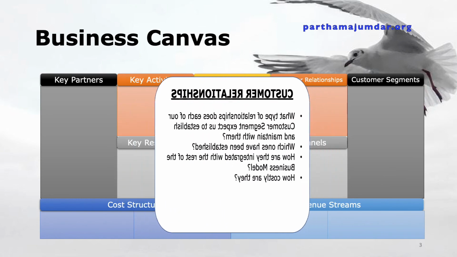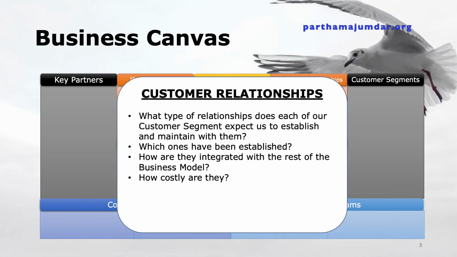You'd have noticed that the right hand side of the value proposition is all about the customer and how we reach them and what is the revenue we generate from them. The first question we require to answer regarding the customers is the customer relationships. So typically we need to answer questions like, what type of relationships does each of our customer segment expect us to establish and maintain with them? Which of them have been already established? How are they integrated with the rest of our business model? How costly are they?